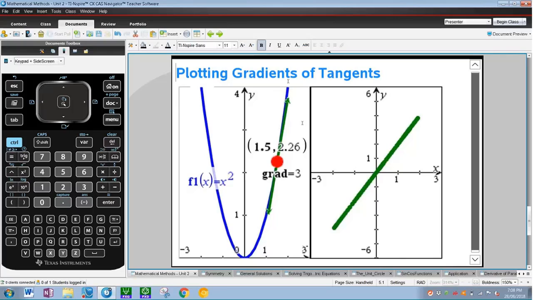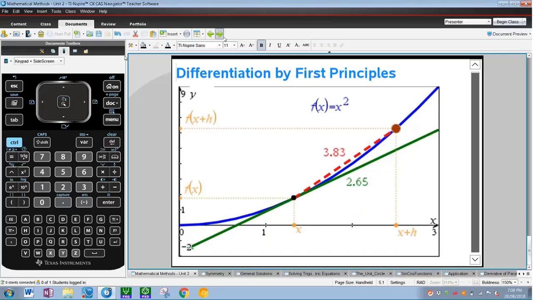And finally, to finish off, the good old topic of differentiation by first principles. So again, I have y equals x squared, the blue graph there, and the black dot is where our point x is. Then I'll have a brown dot there, which is x plus h, and I'm going to start grabbing points and moving it around and seeing what that red gradient is in comparison with the green gradient. And I'll also talk about how we can basically inform our students as to the mathematics behind all this.